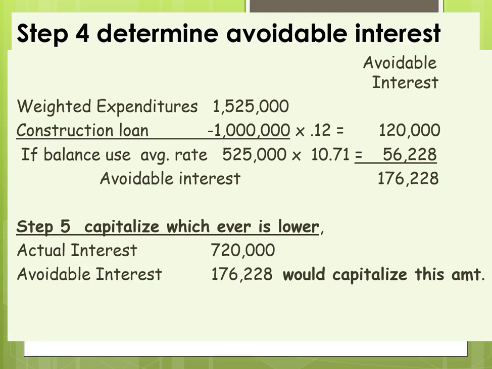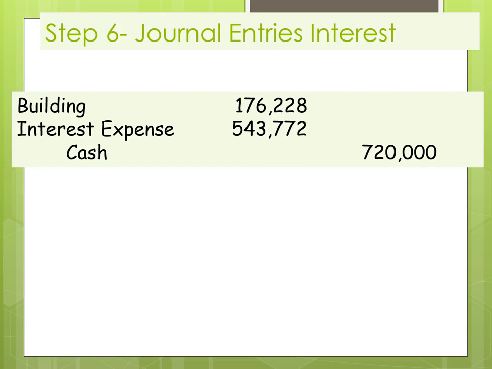Now we can do our journal entry. And we're going to do building, and that's the capitalized interest of $176,228. Interest expense would be the difference, and the total amount of interest would have been $720. And that ends this presentation on capitalized interest.